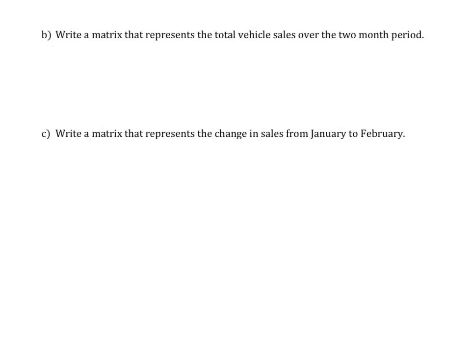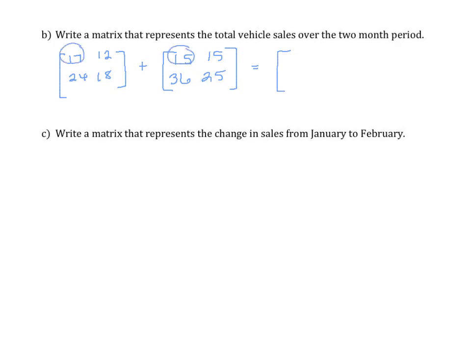Write a matrix that represents the total vehicle sales over the 2-month period. So our first for January is given to us. We have 17, 12, 24, and 18. And then if we want to add that to what he sold in February, we had 15, 15, 36, and 25. Well, again, we can add our corresponding elements. So 17 plus 15 gives us 32. 12 and 15 gives us 27. 24 plus 36, excuse me, gives me 60. And 18 plus 25 is 43.